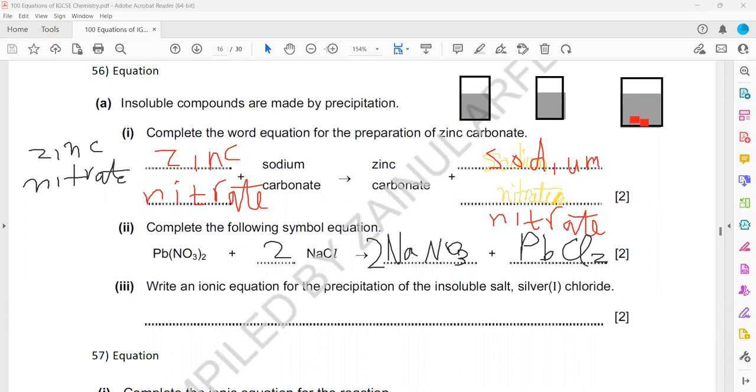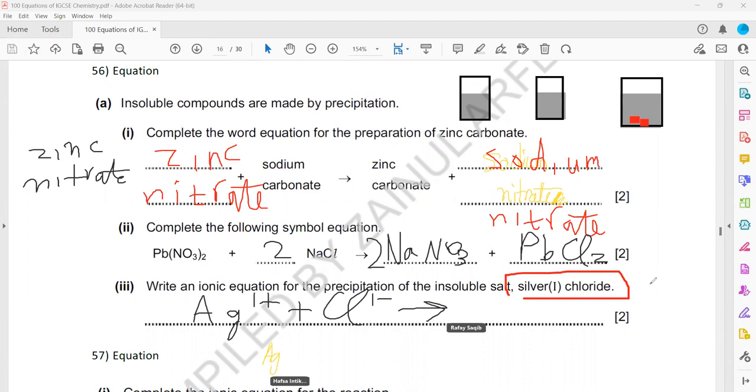Write an ionic equation for silver(I) chloride. So silver(I) chloride, if you need an ionic equation. First, we need AgCl. So what ions react to form AgCl? There will be a silver plus 1 ion and chloride minus 1. This Roman 1 is representing the valency.